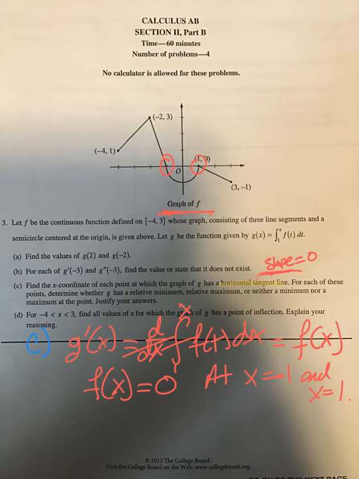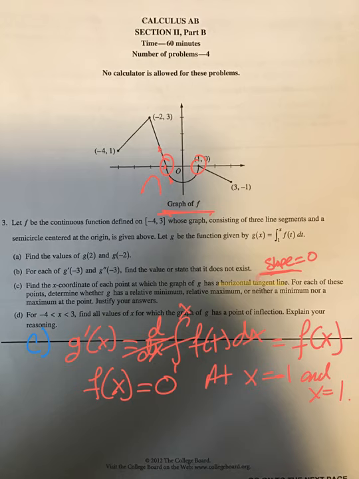Well, before -1, the derivative is positive. After -1, the derivative is negative. So that means it goes from positive to negative. That means the graph is increasing, then decreasing. We have a maximum.